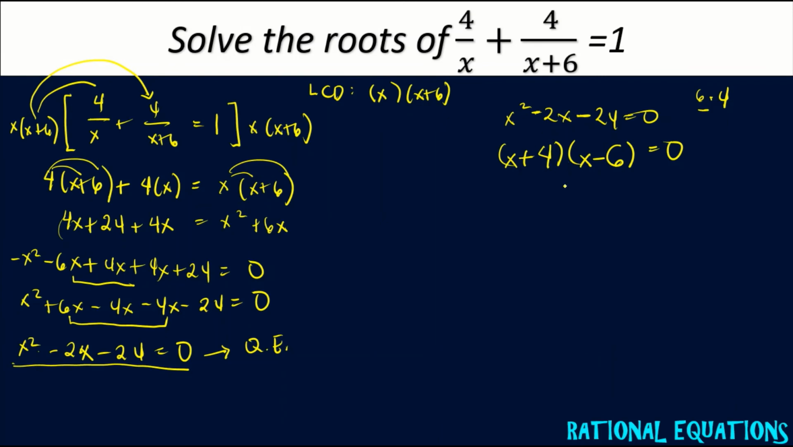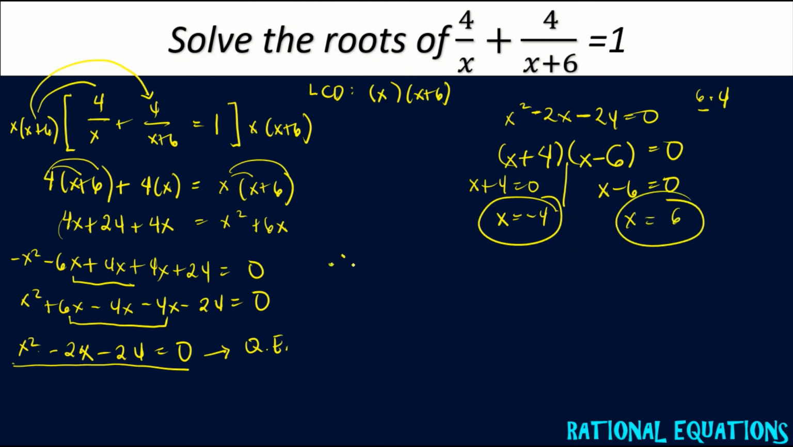And then, after we factor, we separate the factors: x plus 4 equals 0, and the other one, x minus 6 equals 0. Simplifying this, we have x is equal to negative 4, and x is equal to positive 6. So, therefore, the roots of 4 over x plus 4 over x plus 6 equals 1 are negative 4 and positive 6. And then this is now the final answer.